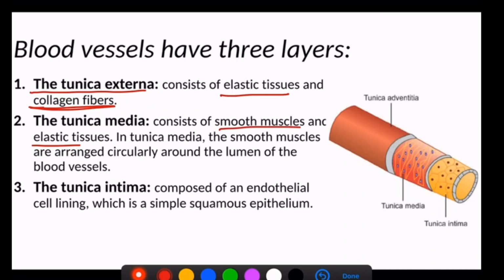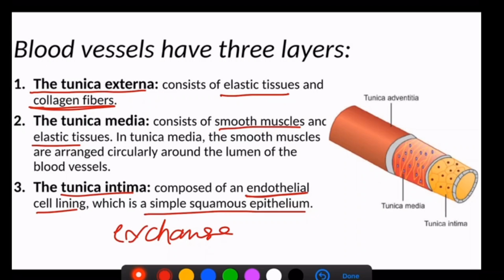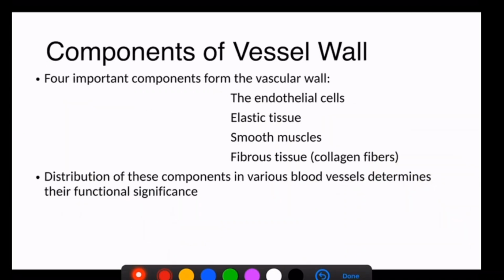In the tunica media, smooth muscles are arranged circularly around the lumen of the blood vessels. So with sympathetic stimulation, the circular muscle contracts, and because of this, vasoconstriction occurs. And when sympathetic inhibition occurs, the muscles relax and vasodilation occurs. And the innermost layer is the tunica intima, which is composed of an endothelial cell lining, a simple squamous epithelium. The tunica intima is made of endothelial cell lining that helps in exchange of products between blood vessels and the tissues.